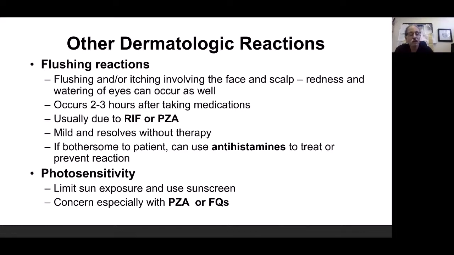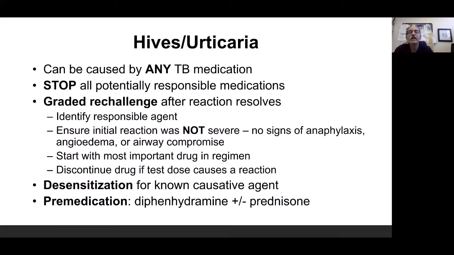When we talked about photosensitivity, hives can be caused by anything. If somebody has severe hives, you might then have to stop all of the potentially responsible medications and re-challenge, but you mostly want to make sure, because hives can be mild, but hives can also be a marker of more severe hypersensitivity. There are regimens for desensitizing if somebody has a really severe reaction.